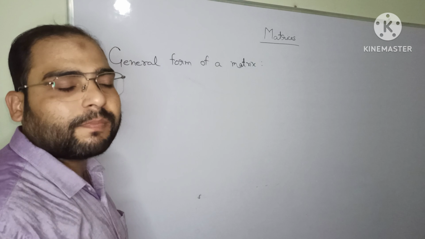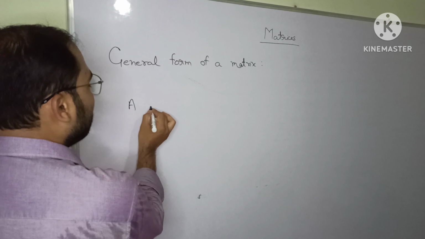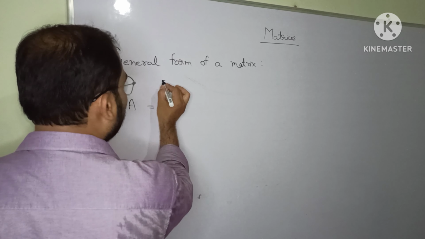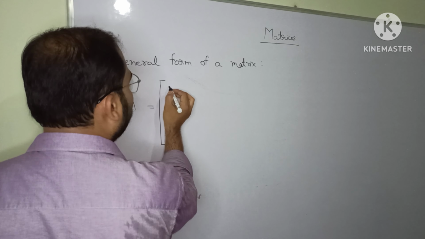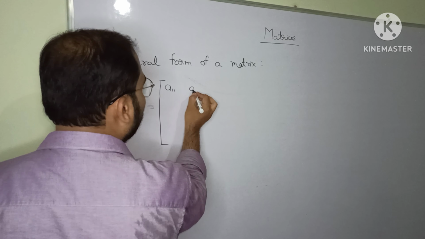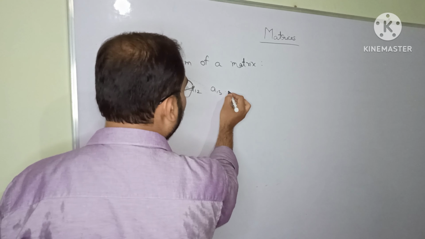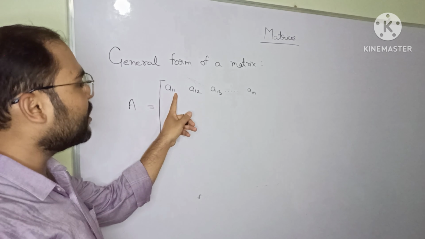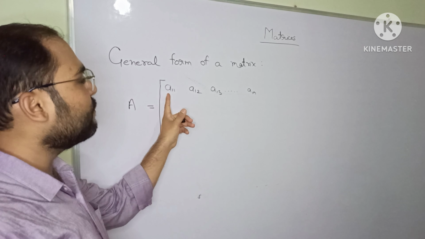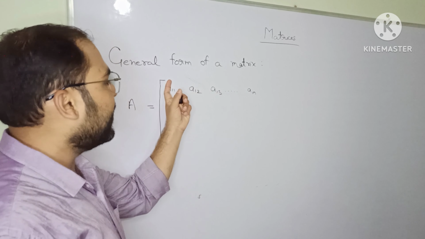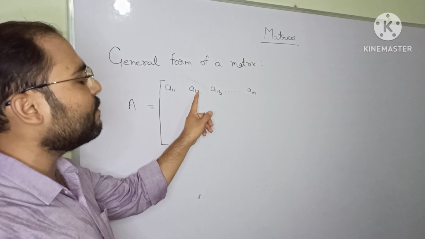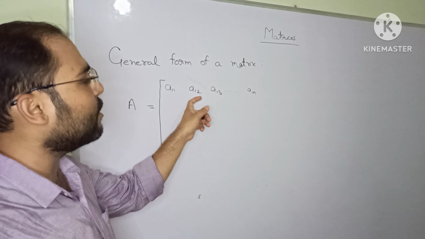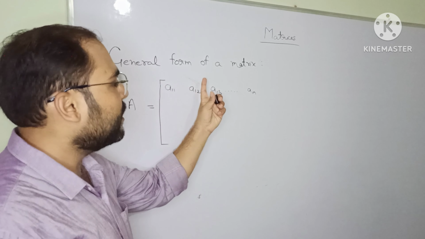As I explained earlier, a matrix is represented by a capital letter of the English alphabet. So here we assume a matrix to be A. The general form of a matrix will be A11, A12, A13 up to A1n. Here the first number represents the row and the second represents the column. So the element A11 will exist in first row and first column. In the second element A12, the first number represents the row and the second number represents the column. So A12 lies in first row and second column.